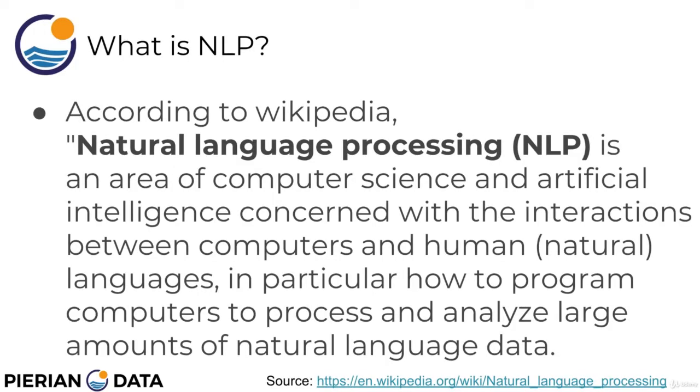For a formal definition, according to Wikipedia, natural language processing, or NLP for short, is an area of computer science and artificial intelligence concerned with the interactions between computers and human, that is, natural languages. In particular, how to program computers to process and analyze large amounts of natural language data.